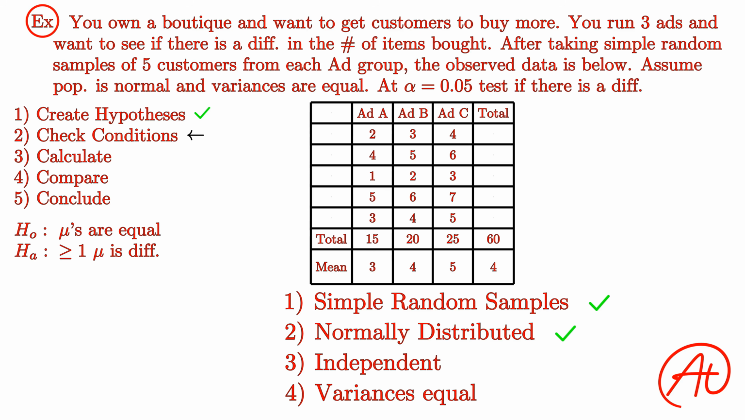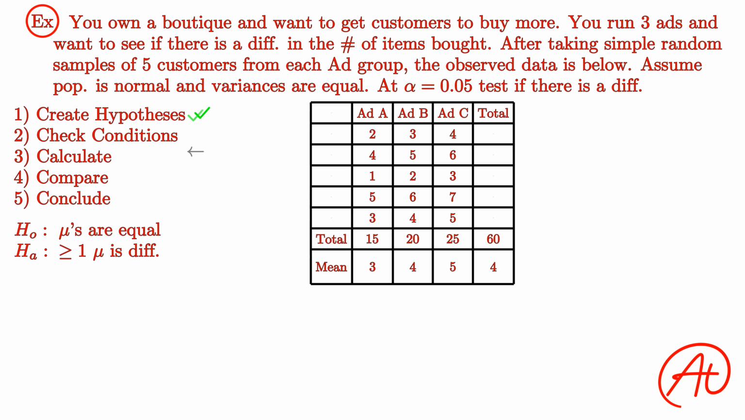Next, to prove independence, let's assume the number of people that saw each ad was greater than 50, so that each of our sample sizes were less than 10% of the population sizes, and that each customer was only shown one ad, so that checks off the third condition of independence within and between groups. Lastly, the problem states that the variances of the populations were equal, so that checks off our fourth condition.